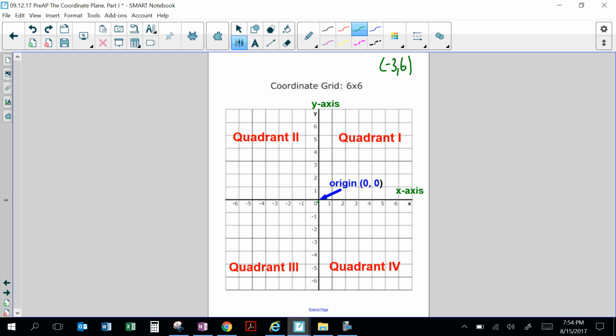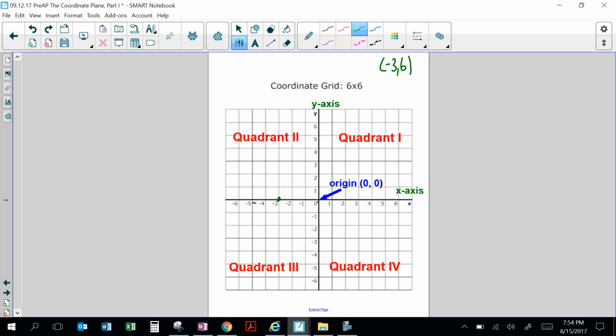Think of the alphabet. In the alphabet, X comes before Y. If you sing the alphabet song, A, B, C, D, E, F, G, and so on, U, V, W, X, Y, and Z. So we start with the x-axis. So we start with the first number, -3. Looking at the x-axis, where do you see -3? Right here.